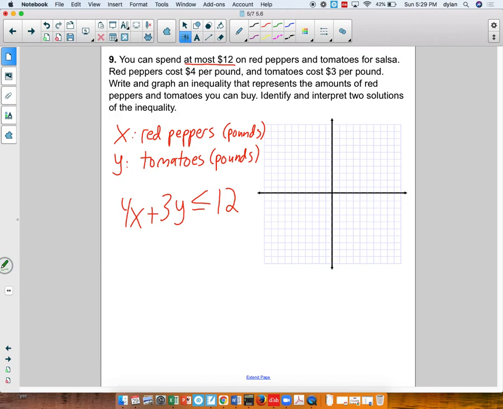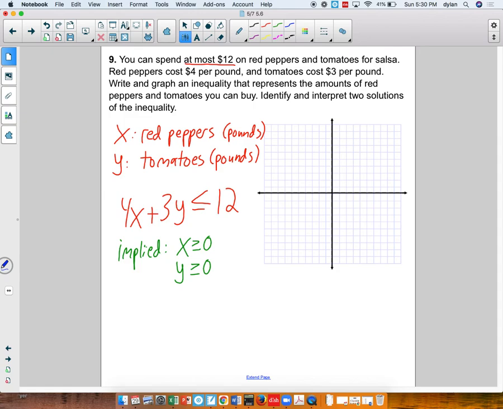Now, there's also two other implied inequalities here that I'm just going to write down because they're obvious but important. We know that x has to be greater than or equal to 0 and y has to be greater than or equal to 0 because we can't have negative pounds of tomatoes or negative pounds of peppers. And that's important because it'll influence our graph a little bit.